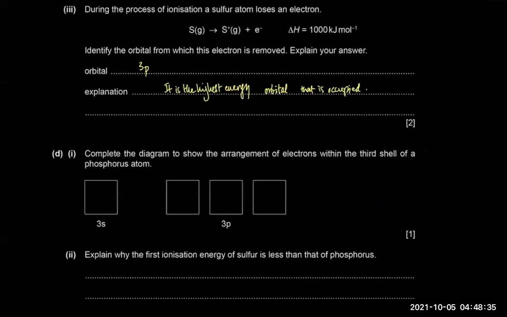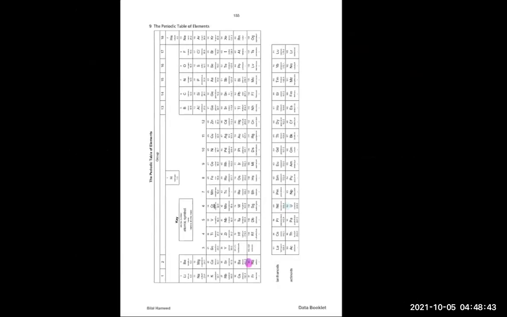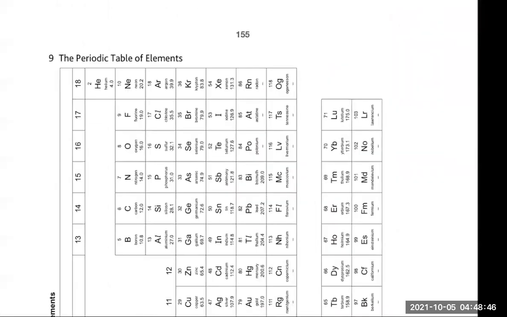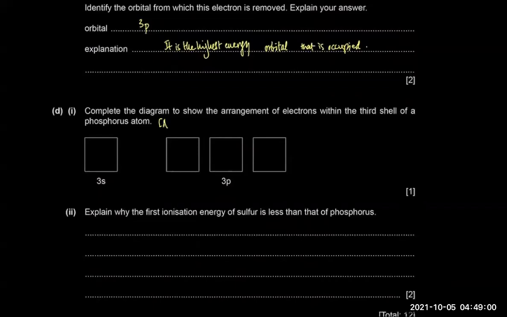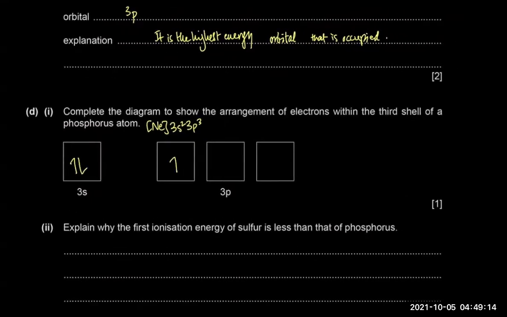Complete the diagram to show the arrangement of electrons within the third shell of a phosphorus atom. Phosphorus is 3p1, 3p2, 3p3. So 3s2, 3p3, group 15. So it's p3. Phosphorus is neon, sorry, neon, not argon. I'll write down the shorthand configuration, neon, and then 3s2, 3p3.